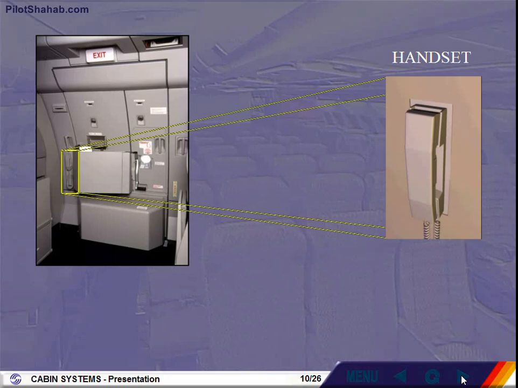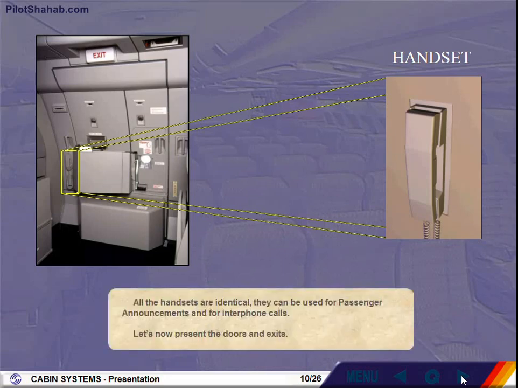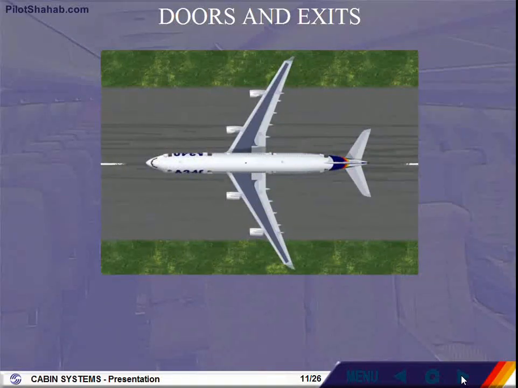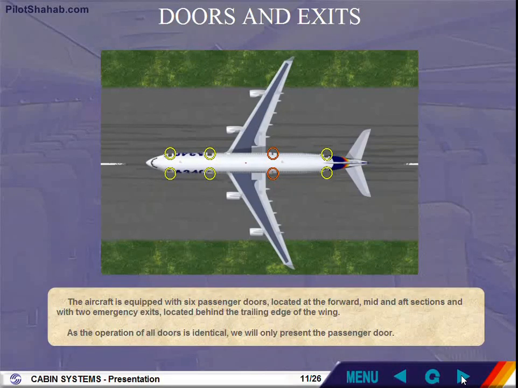Let's now present the doors and exits. The aircraft is equipped with 6 passenger doors, located at the forward, mid, and aft sections, and with 2 emergency exits, located behind the trailing edge of the wing. As the operation of all doors is identical, we will only present the passenger door.